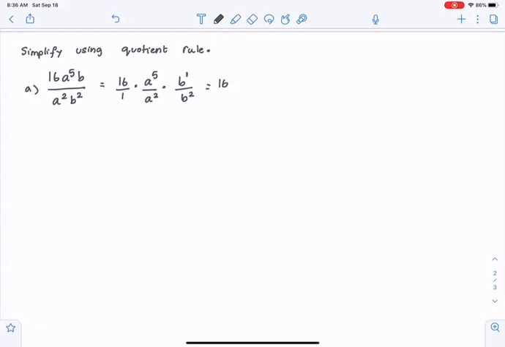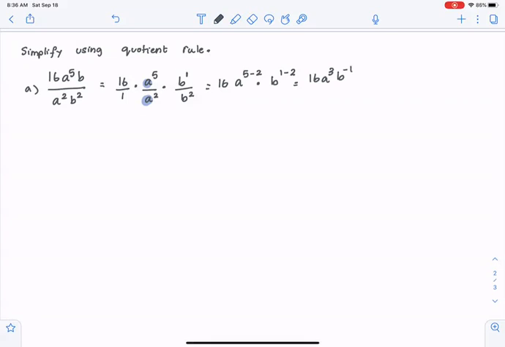Quotient rule states if the bases are identical, we subtract the denominator power from the numerator power. So a raised 5 minus 2. Same applies to b, numerator power minus denominator power. So 5 minus 2 is 3. 1 minus 2 is negative 1.